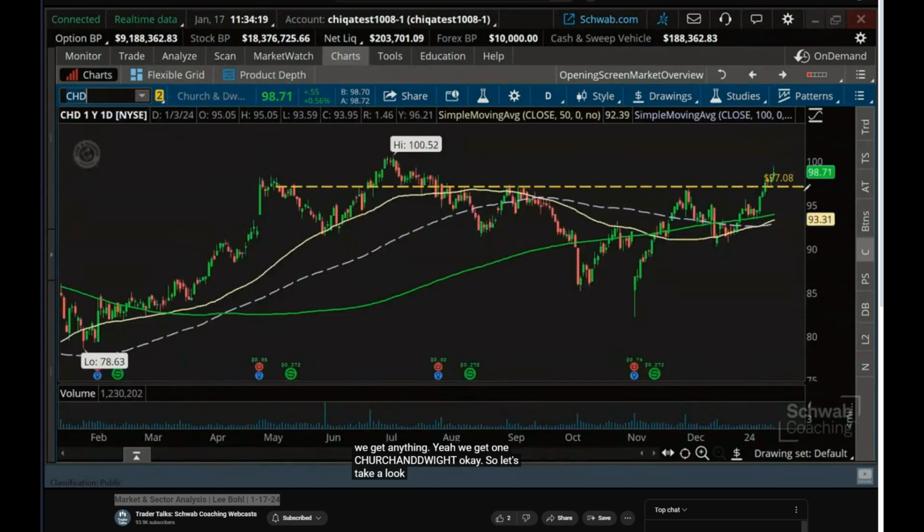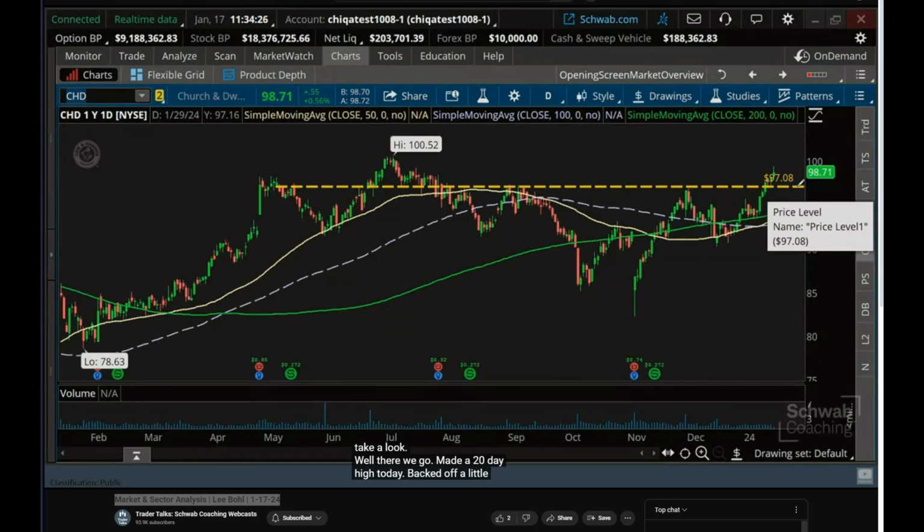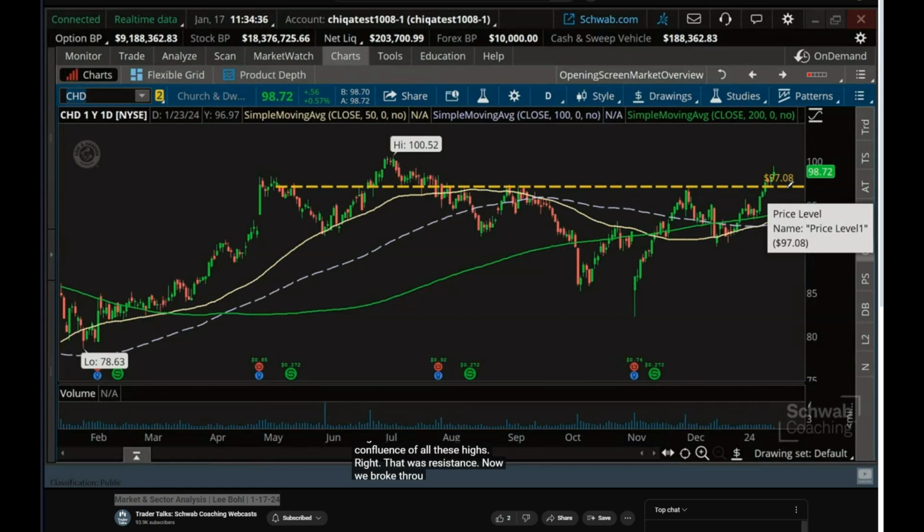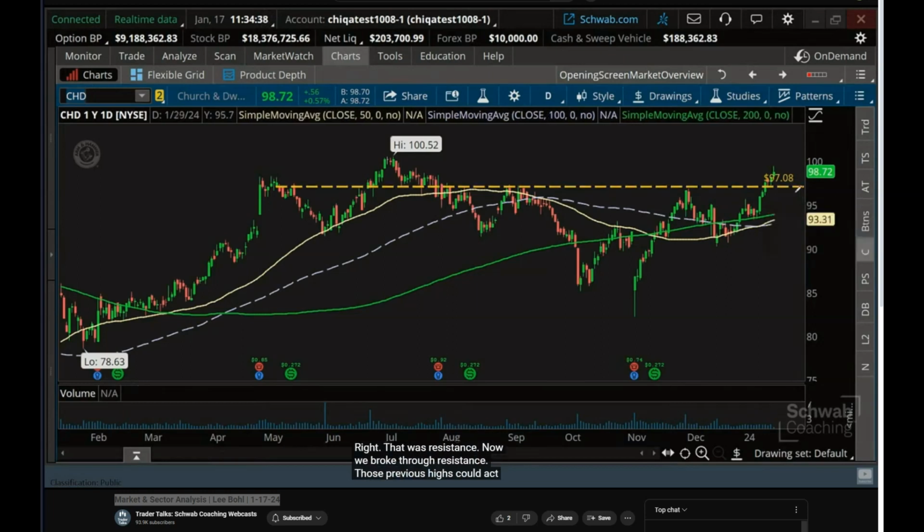Well, there we go. Made a 20-day high today, backed off a little bit. We got very good support here, at least some traders might see it because of the confluence of all these highs, right? That was resistance. Now we broke through resistance. Those previous highs could act as support.